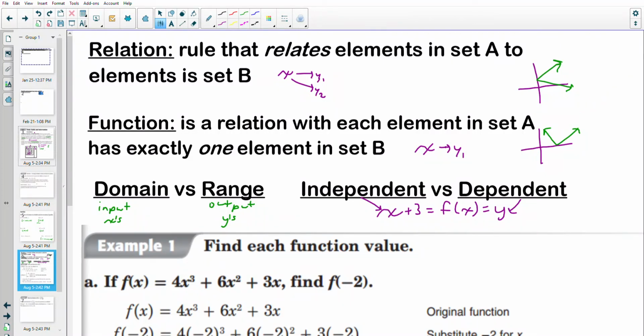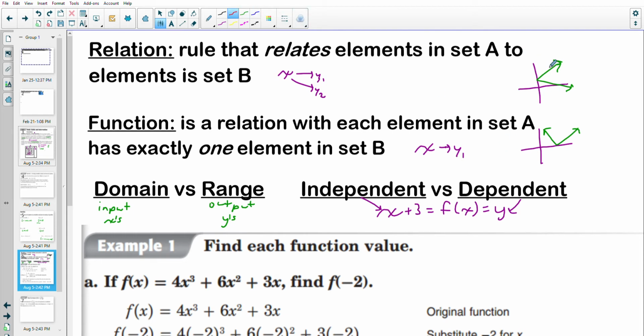The difference between a function and a relation is that a function is a particular type of relation. It has a condition, and the condition is each x has to have exactly one y. So a relation can have an x that has, for example, two y's.